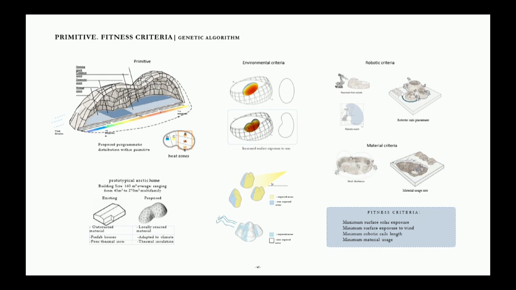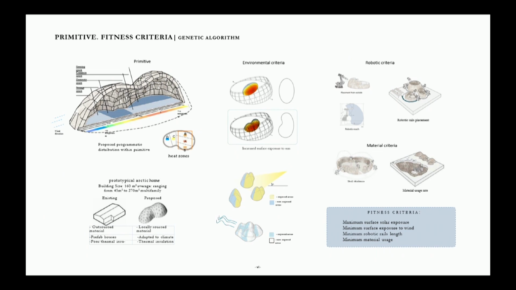On a global scale, we conducted a genetic algorithm which was incorporating environmental, material, and fabrication criteria. The environmental criteria we used were maximization of solar exposure and minimization of wind exposure. The fabrication criteria derived from the robotic reach of the selected robot, as well as from the fact that all our structures must be compression only, so the placement is only from outside.